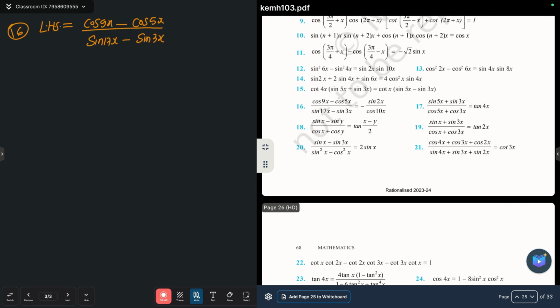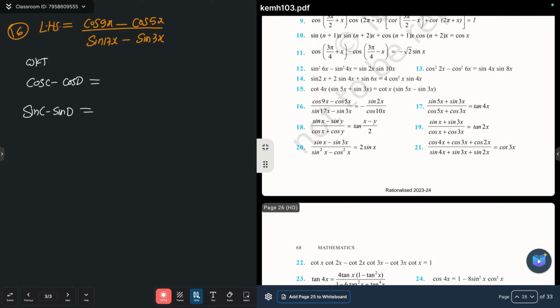Then how to do this? You should know, you should apply a formula. Can you apply a formula upside? Which formula? Cos C minus cos D, and here sin C minus sin D. What is cos C minus cos D? Can you write here the cos C minus cos D formula, and then the sin C minus sin D formula?